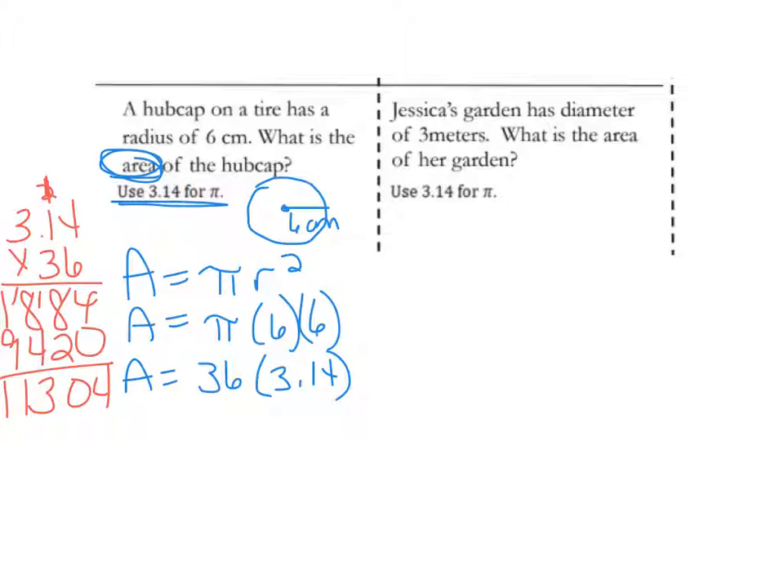And how many decimal places do we have? So it's 1, 2. So that means area is equal to 113.400 centimeters squared.